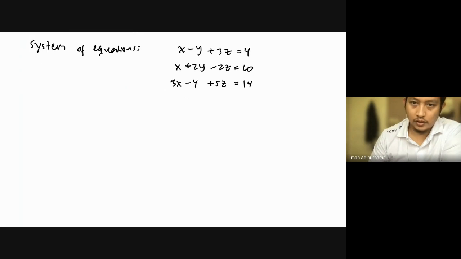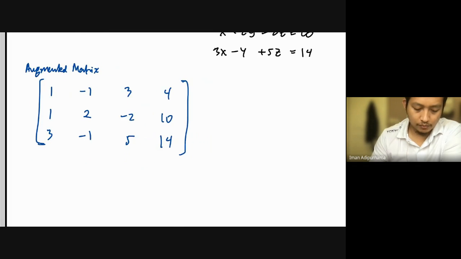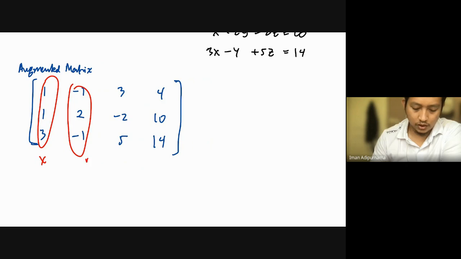And we need to solve the system and find a solution for x, y, and z. First, what we are going to do is have an augmented matrix. Let me write here: augmented matrix. So we have 1, 1, 3, negative 1, 2, negative 1, 3, negative 2, 5, and then 4, and 14. And this is our matrix. The left part corresponds to the x, this corresponds to the y, this corresponds to z, and this corresponds to the constant.